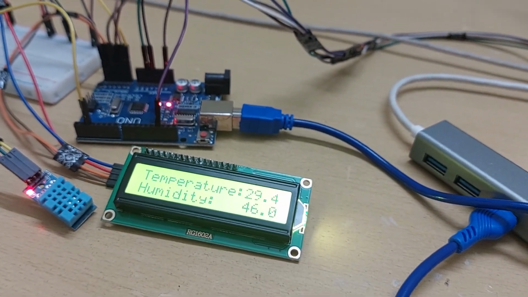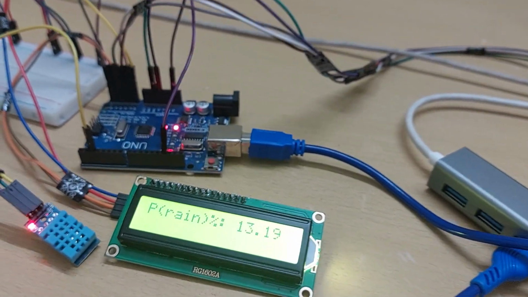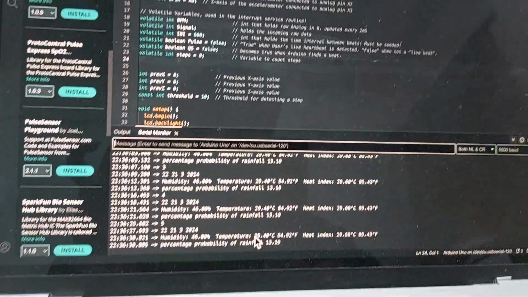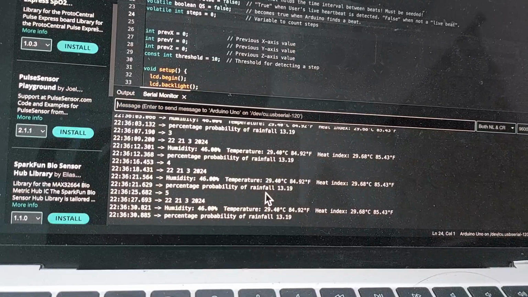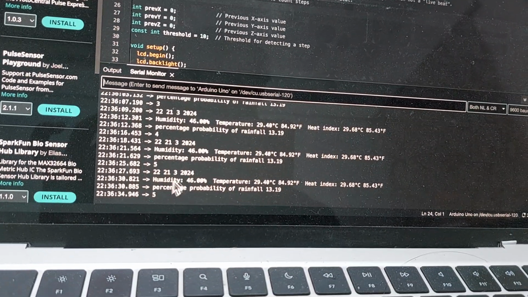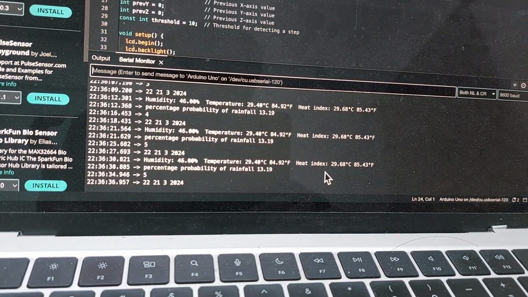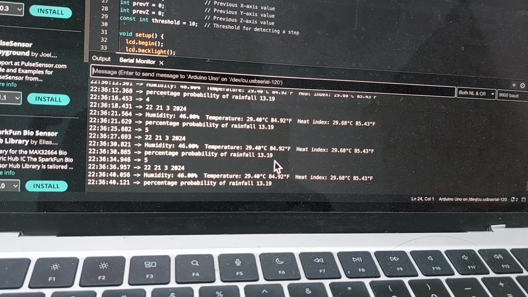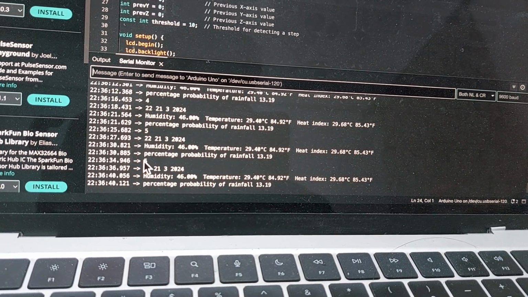And now I'll be showing the working for heart rate. This is the Arduino code basically, which is printing the current date, the humidity, temperature, and heat index, and based on the humidity and temperature it is printing the probability of rainfall, and it is printing the number of steps.